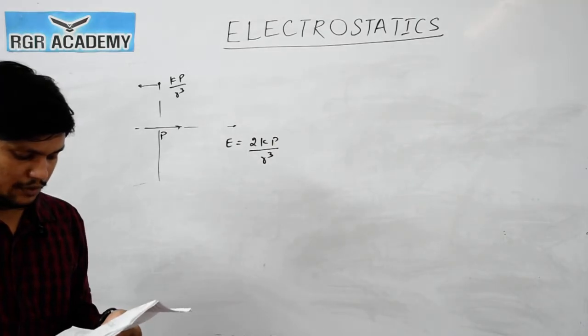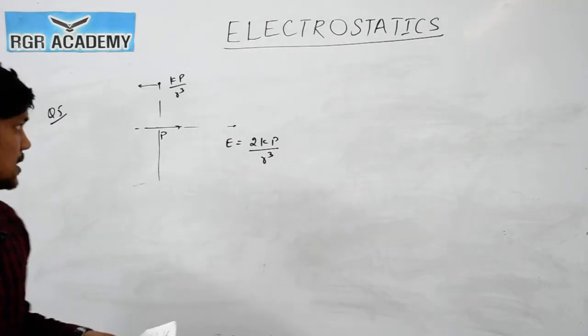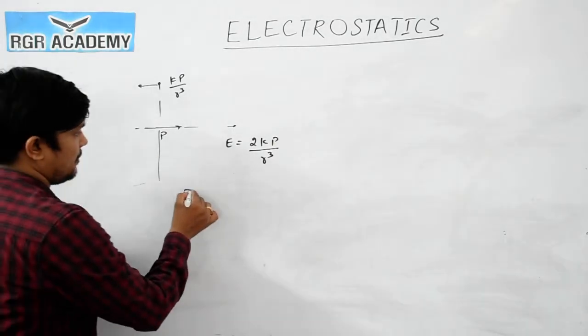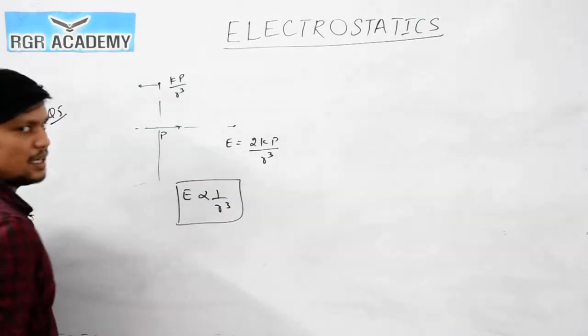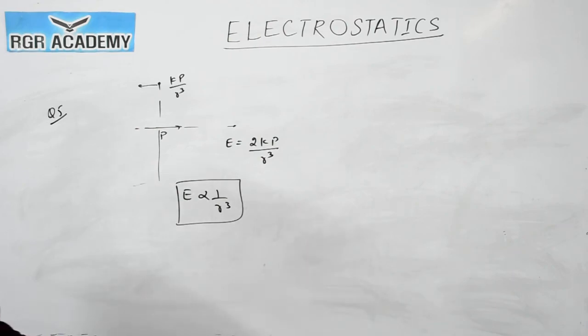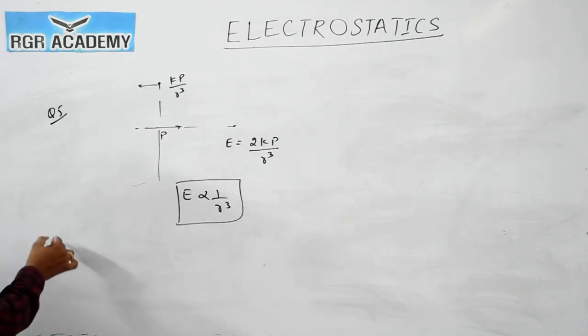The electric field due to a dipole varies as the square of distance. Directly we can say the electric field varies as 1 by r cube, not r square. So the second statement is wrong. Now question number 6.